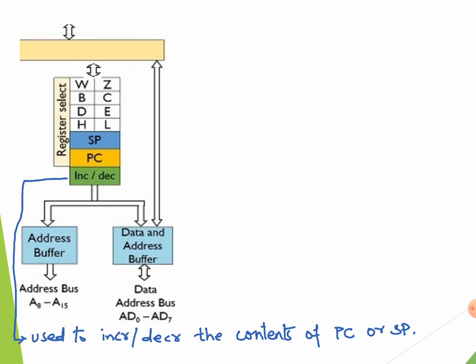And next is your increment and decrement register. So what is this increment and decrement register doing? The increment and decrement register is going to increment or decrement the contents of the program counter or the stack pointer. So we know that the stack pointer holds an address, and the program counter also holds an address. Whenever, as per the intention of the program, as per the code, it has to increment or decrement, it is done by this increment decrement register, which is also 16-bit.